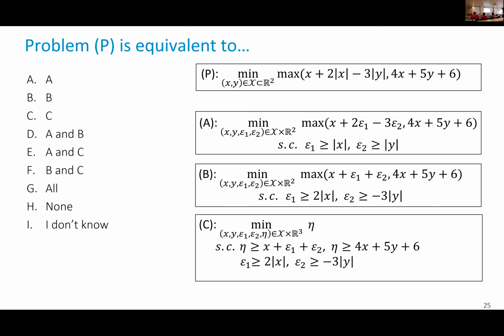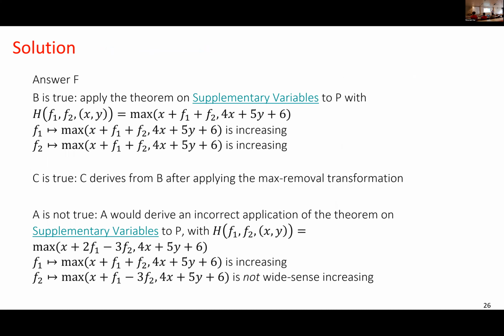I'll close the poll in a few seconds. Closing. We have a tie on F, and the correct answer is F. So let's look at the solution.